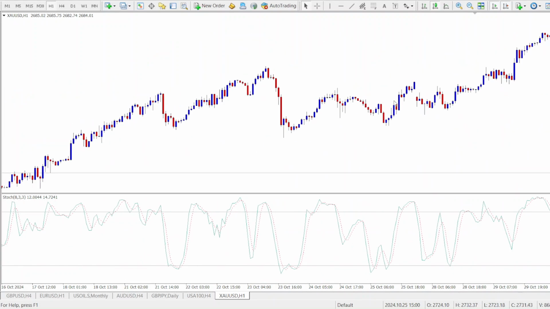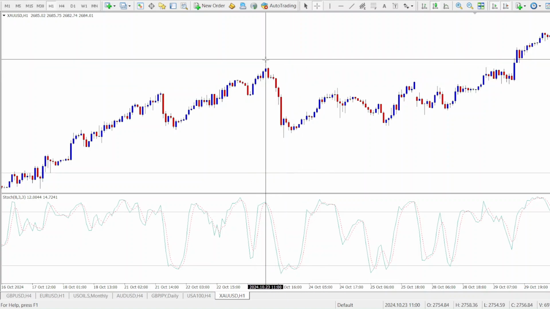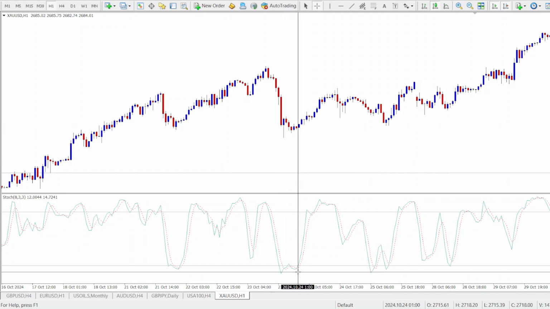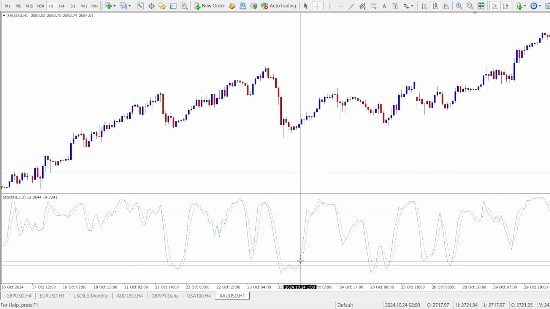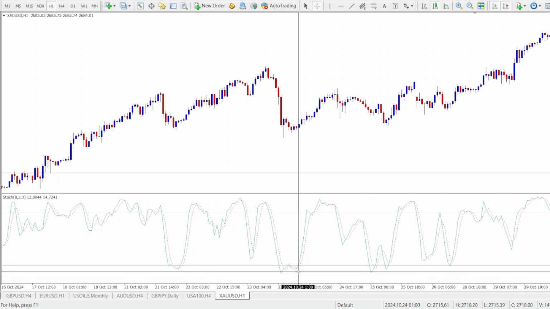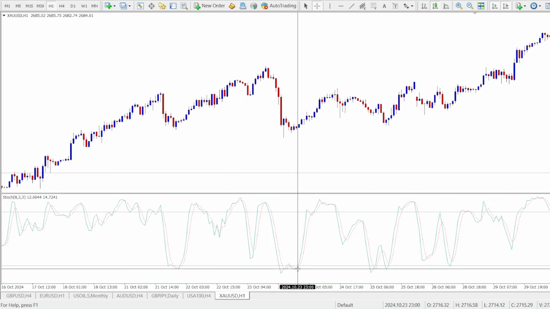All right, now let us look at a few examples. We can see that when this crossover happened in the overbought territory, shortly afterward the price sold, right? So we would have entered a sell and set our stop loss above the swing high. Take profit can be at the nearest support zone, or we can just use the buy signal from the stochastic as our exit signal for our sell, right?